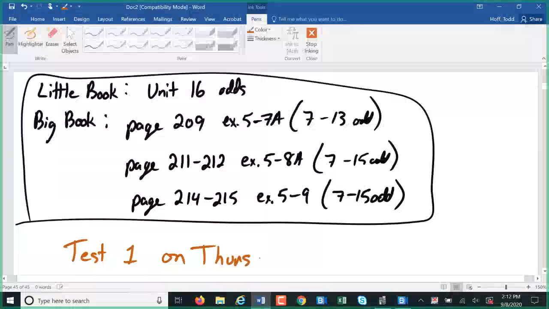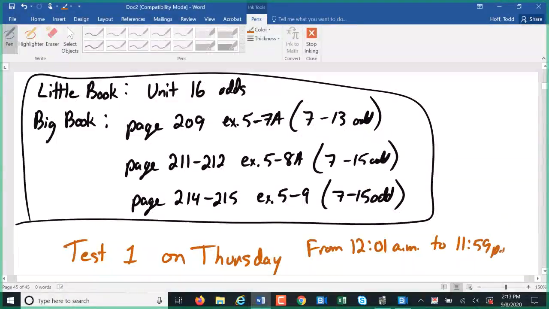So the way that works is, it'll be on Blackboard. It'll be open from 12:01 a.m. to 11:59 p.m. So you have 24 hours. You have any time during the day on Thursday to access that test and then submit it back into Blackboard.